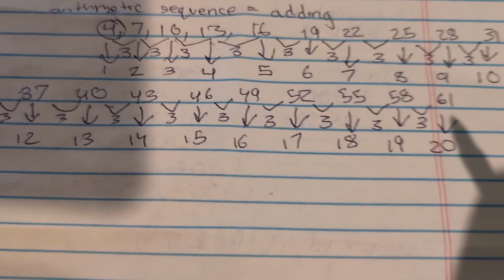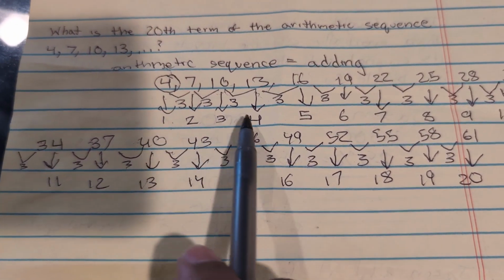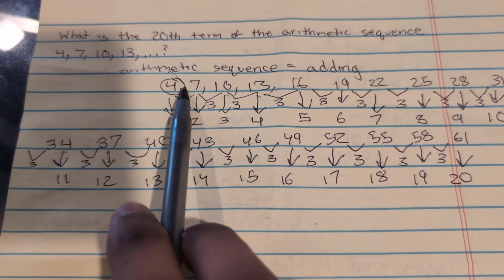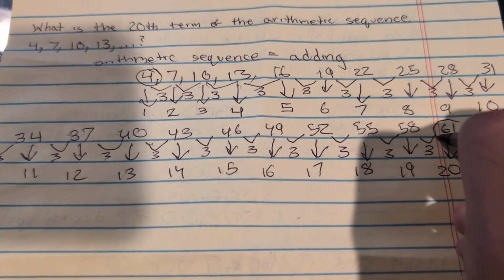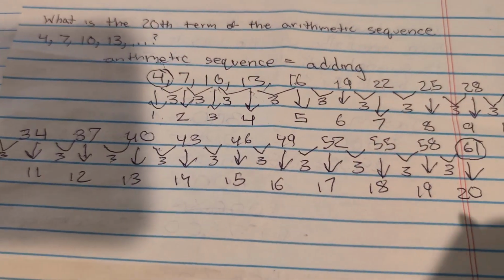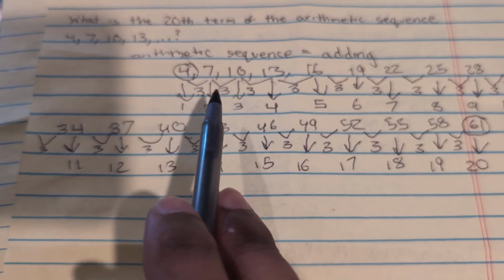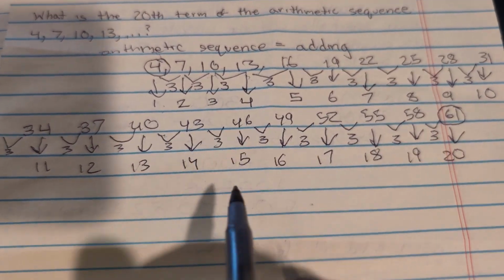Okay, so this is one way to do it. You can just add 3 to each term and then just count. So that's how we get from 4, which is the first term, to the 20th term, which is 61. But if you don't want to do all of this, or if you think it's very cumbersome, there's a shorter way to do it.